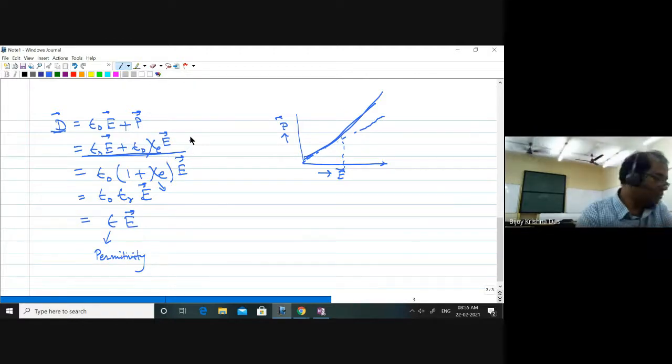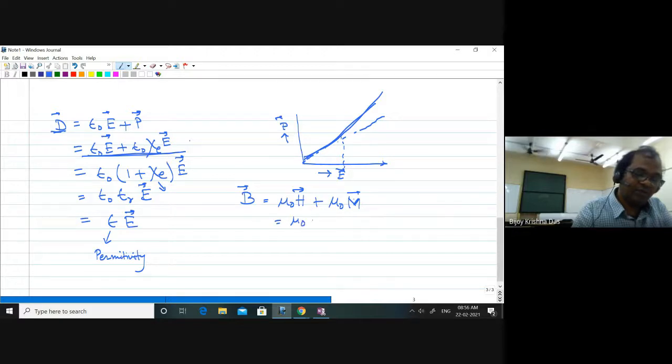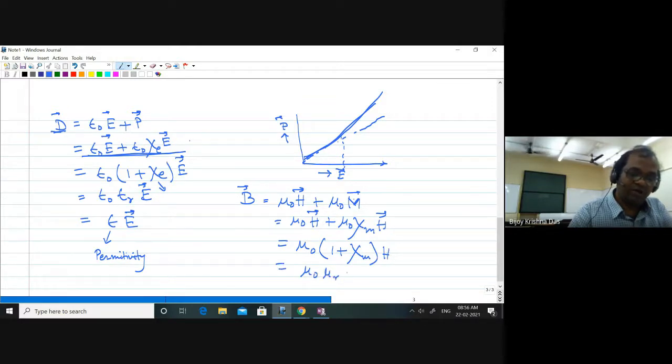Okay, and another thing. Similar to D, we have another material equation, that is B equal to mu 0 H plus mu 0 M, where M is the magnetic moment per unit volume. That can be considered as mu 0 H plus mu 0 times the magnetic susceptibility times H, and that can be considered as mu 0 (1 plus chi m) H, and that can be considered as mu 0 mu r H, of course vector, and that can be considered as mu H. So that is the so-called permeability. Okay, here also you can see some nonlinearity, etc.